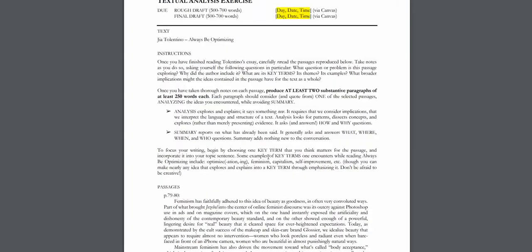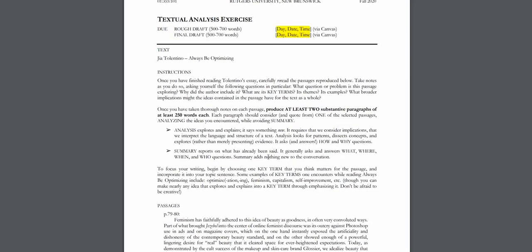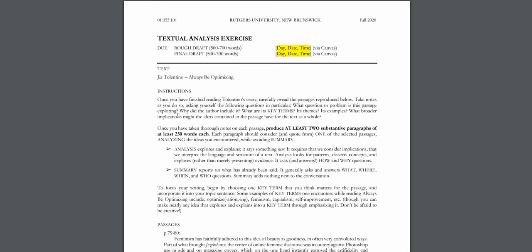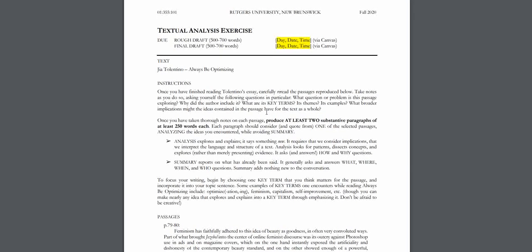So any questions on that, just let me know. And just to be clear, you're producing one paragraph for each passage, okay? Each paragraph, I'm sorry, at least 2 paragraphs for each passage. So you have 2, and the total of the 2 is 500 to 700. They're not 500 to 700 each. They add up to that. Okay, so any questions about that? Feel free to just email me.